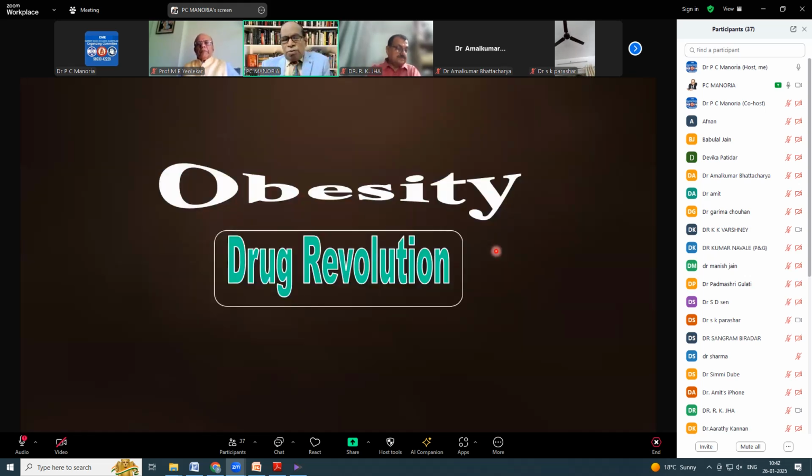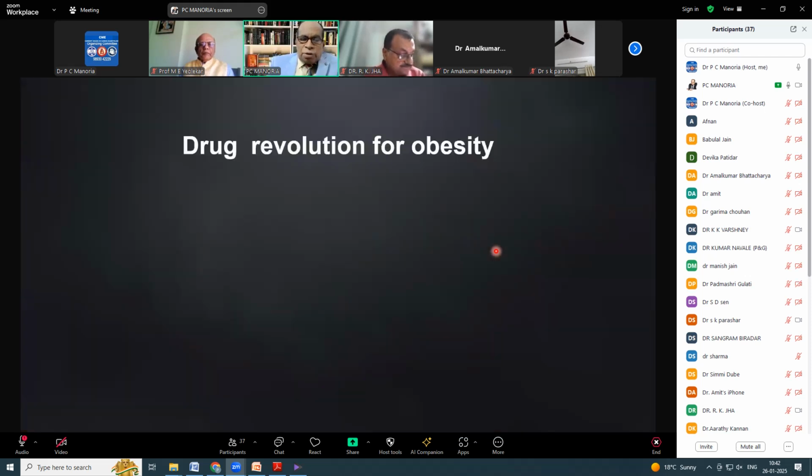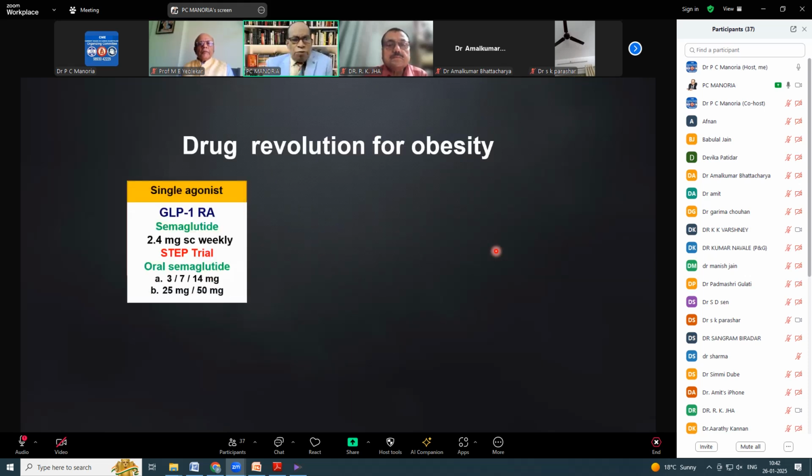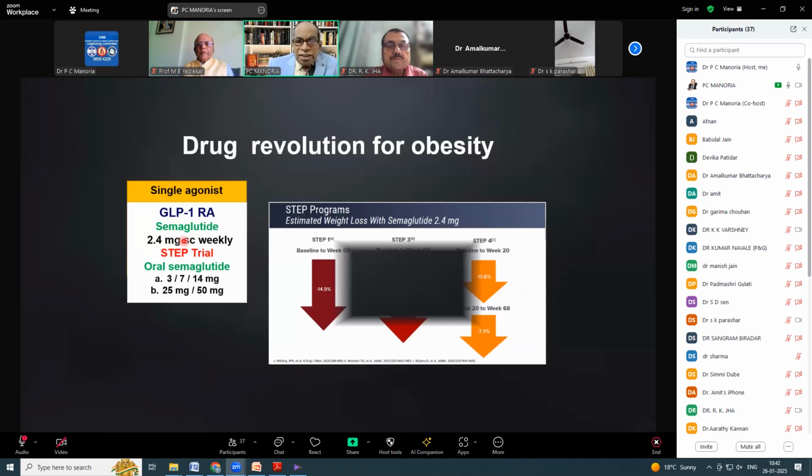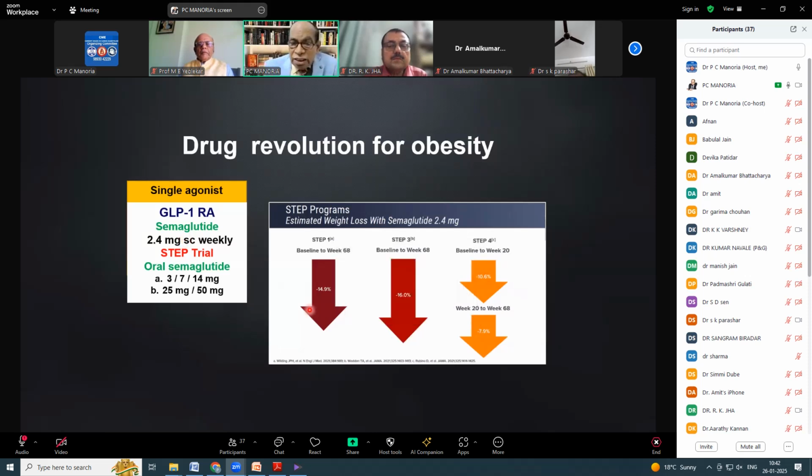So there has been a drug revolution in obesity during the last couple of years, unlike the conventional drugs, which have a lot of side effects, and many of them have been withdrawn after being introduced and approved by various professional bodies. So now we have single agonists like semaglutide, 2.4 milligrams subcutaneously weekly. And the STEP trial shows that you can reduce weight by 15, 16, even 17%. So massive reduction in weight with injectable semaglutide is very popular in the West. Not yet available in India, going to be available perhaps next year or late this year.